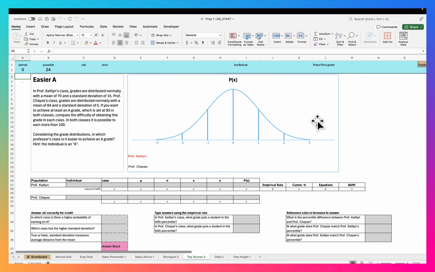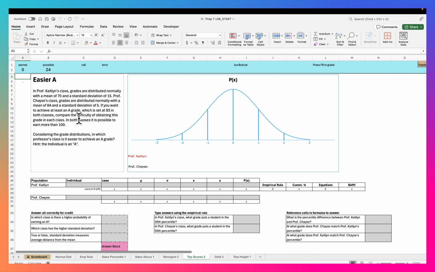In this tab, we're comparing how easy it is to get an A in two professors' courses. In Professor Caitlin's class, grades are distributed normally with a mean of 70 and a standard deviation of 15. In Professor Chase's class, grades are distributed normally with a mean of 84 and a standard deviation of 5.